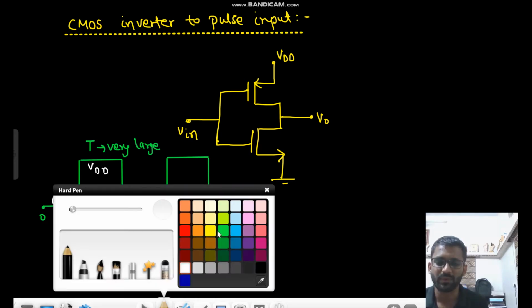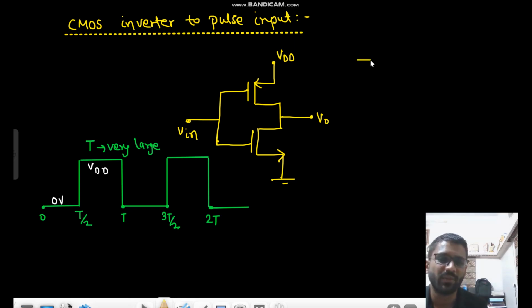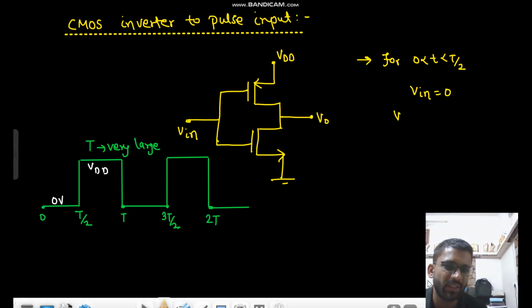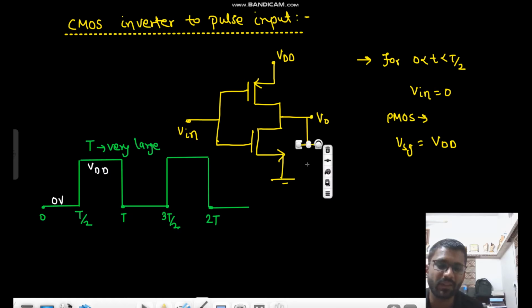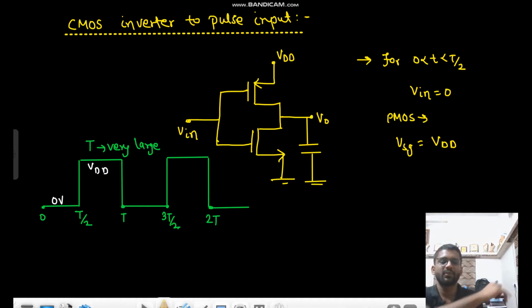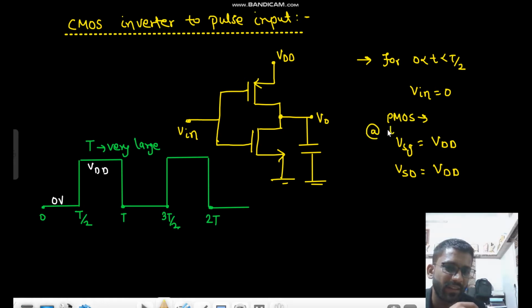So we will analyze it now. For 0 to T by 2, what is your Vin? Vin is equal to 0. Then in case of PMOS, your VSG would be VDD, right? And at the output, we can connect a capacitor. Here at the output we have some load, that is a capacitor. So what is VSG? VSG is VDD, and what is your VSD? That is equal to VDD as well, because your drain is at 0 potential. VSD is at VDD initially at t equals 0.